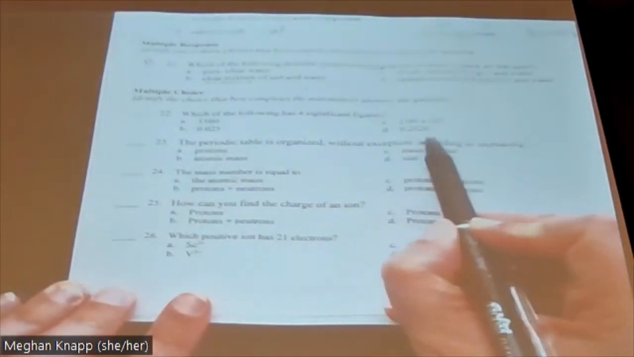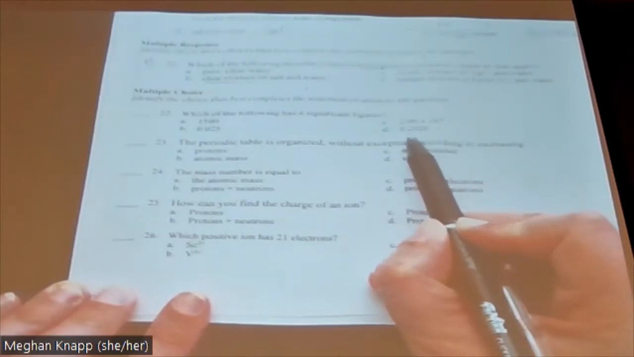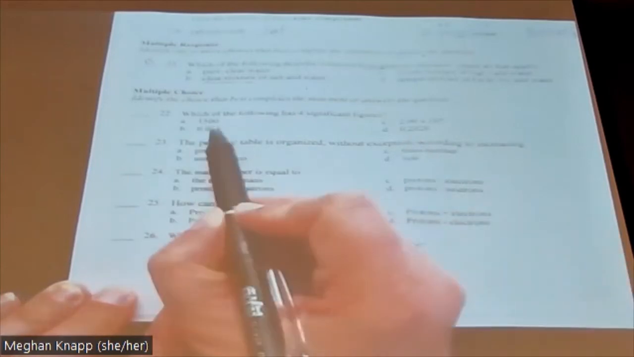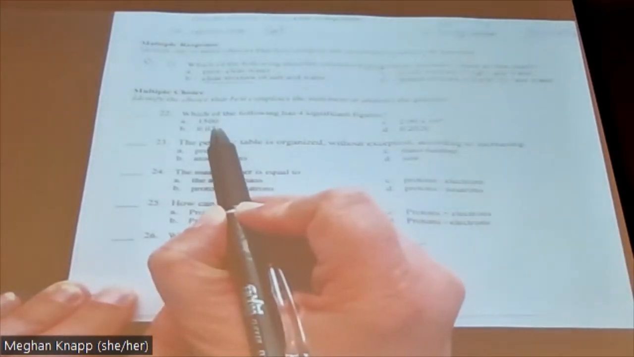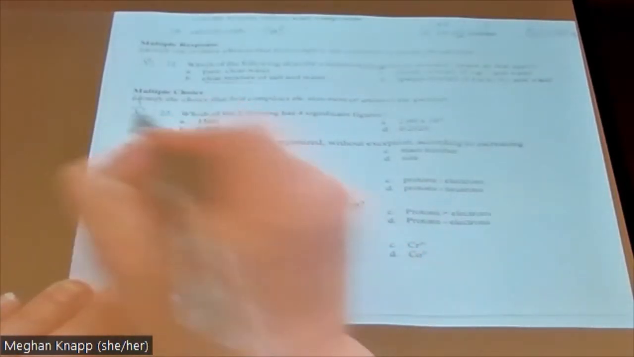4 sig figs, this number here has the 2's and the 0's that appear after the first 2 are all significant because of this decimal. So these 0's are not significant because there's no decimal, and these 0's are never significant. Okay, so we have D.